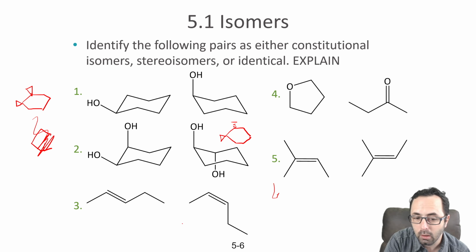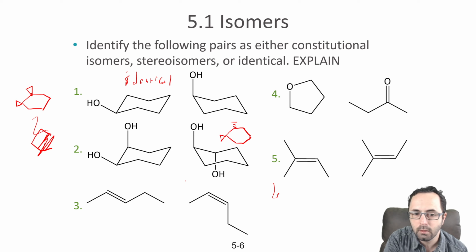Here we have two molecules that are also stereoisomers of one another. So these ones, we call them identical. There's an argument for calling them stereoisomers depending on the barrier to the interconversion, but that's quite low. Here we would call these stereoisomers.